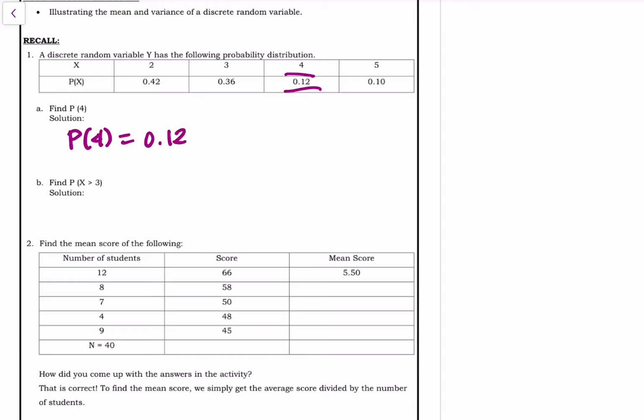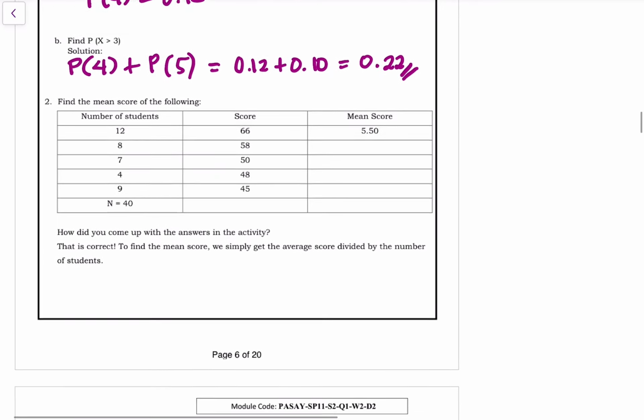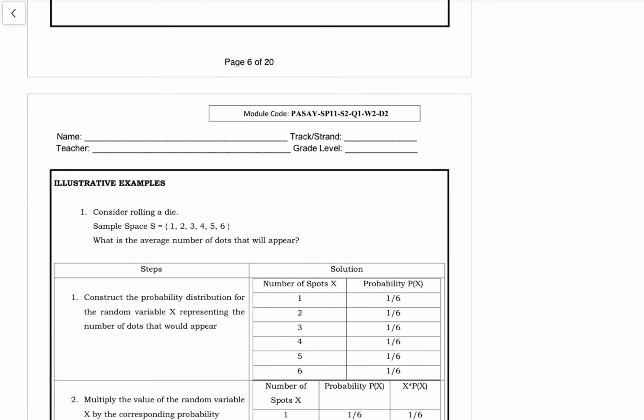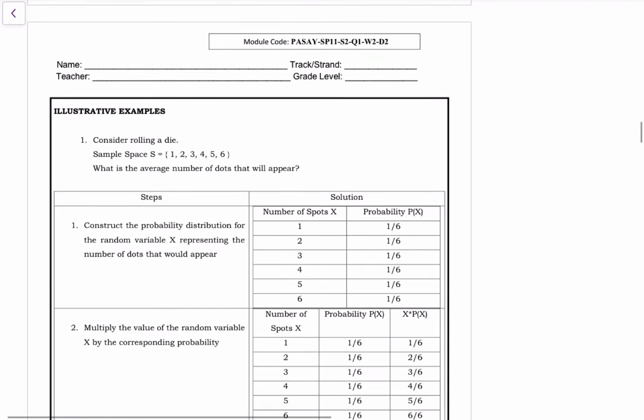The next question: find the probability of x is greater than 3. It's like asking probability of 4 plus probability of 5. So we have 0.12 plus 0.10 and that is 0.22, or 22%. That's how we get, diba, the probabilities in our lesson yesterday. But what about if we are talking about the average, the mean, and also the variance? With that, we will be coming up with different examples here.